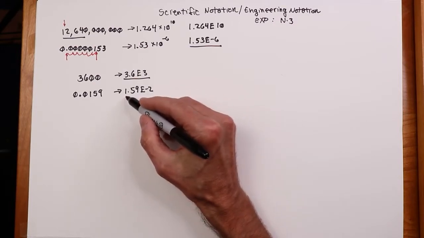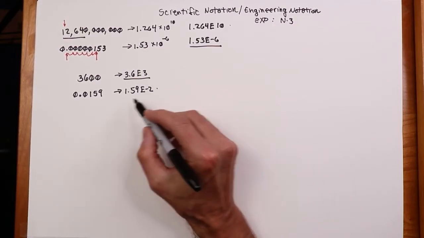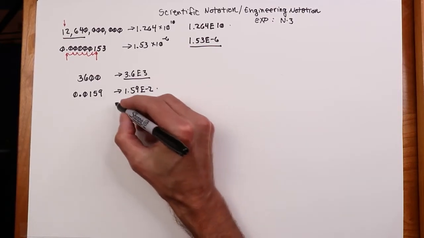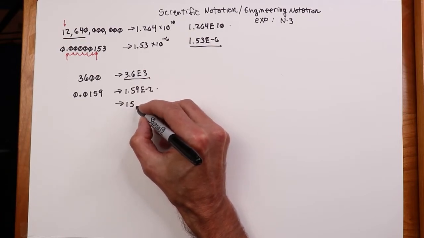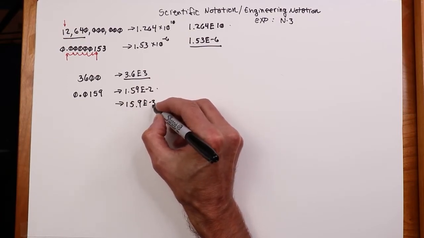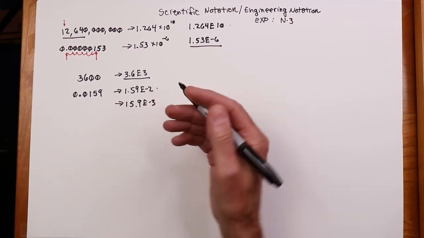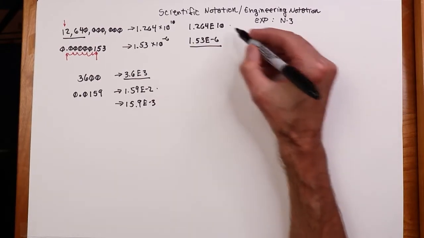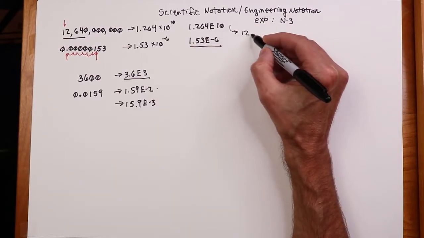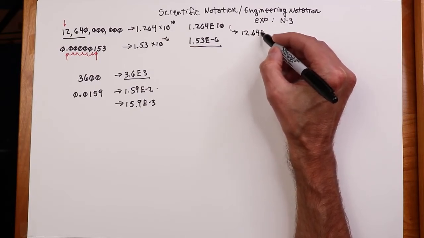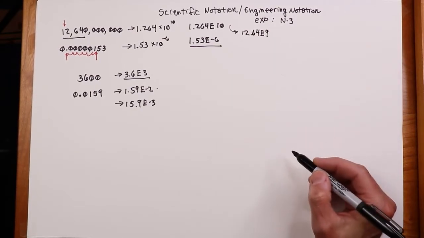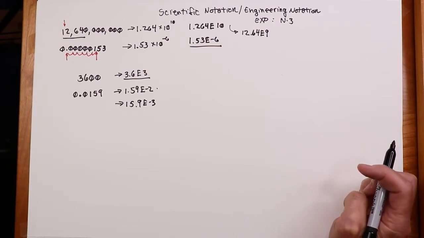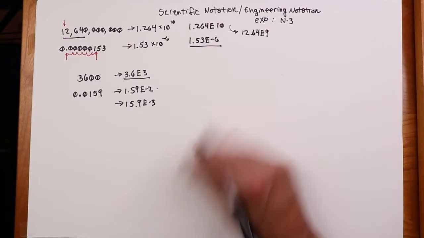So how would I alter this one and this one? Well, in this case, I would just have to go down to 3. 1, 2, 3. This is equivalent to 15.9 e minus 3. The precision part is 10 times bigger, so the exponent has to be 10 times smaller. Over here, same kind of thing, right? This would be equivalent to 12.64 E9, right? Times 10 to the ninth. Okay. All right. Just getting started now.